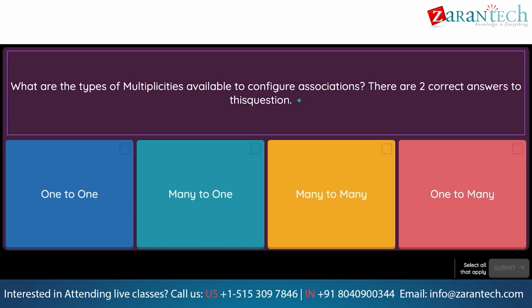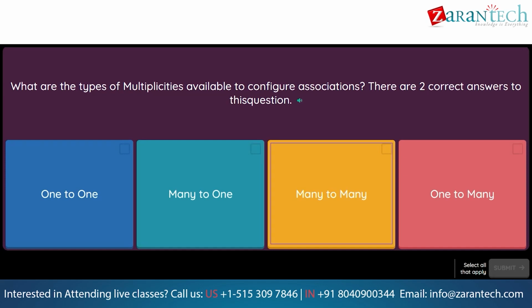Question: what are the types of multiplicities available to configure associations? There are 2 correct answers to this question. Option 1, 1-to-1. Option 2, many-to-1. Option 3, many-to-many. Option 4, 1-to-many.